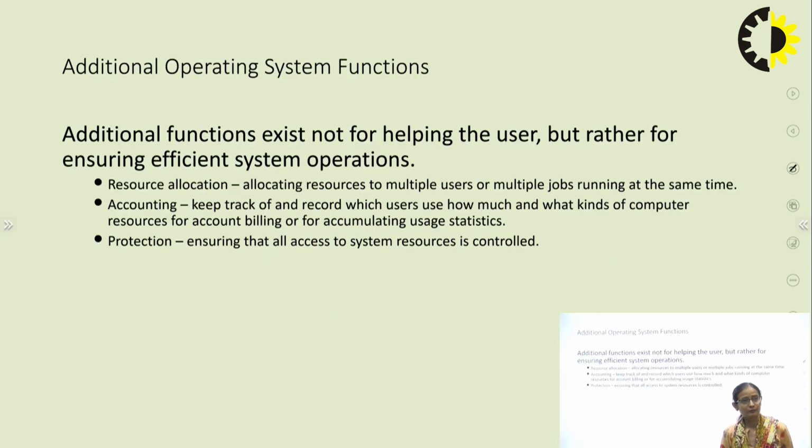There are additional OS functions which are provided by the OS. Additional functions exist not for helping the user but rather for ensuring efficient system operations. And for this, we have resource allocation, that is, allocating the resources to multiple users or multiple jobs running at the same time. Accounting, that is, keeping track of which users use how much and what kind of computer resources for account billing or for accumulating usage statistics. Protection, ensuring that all access to the system resources is done in a controlled way.